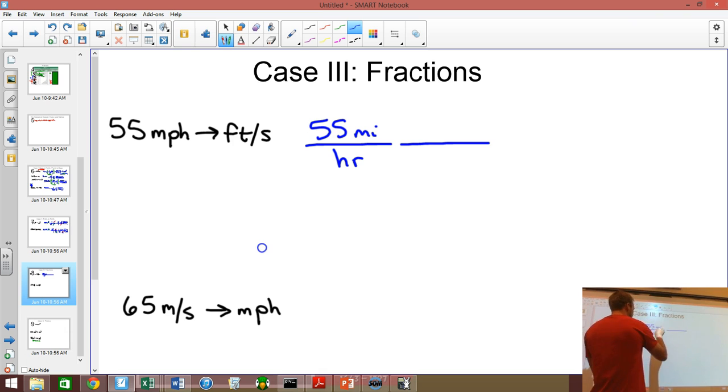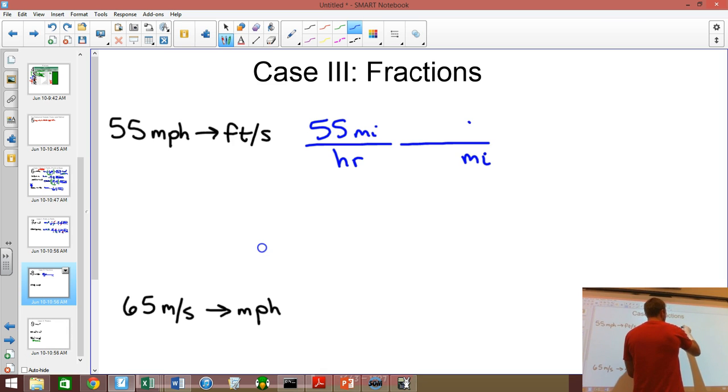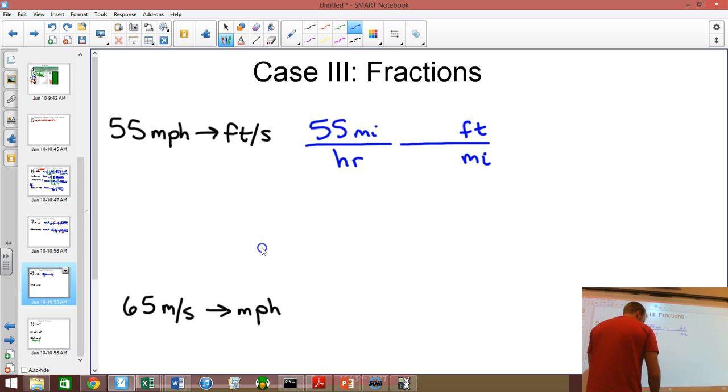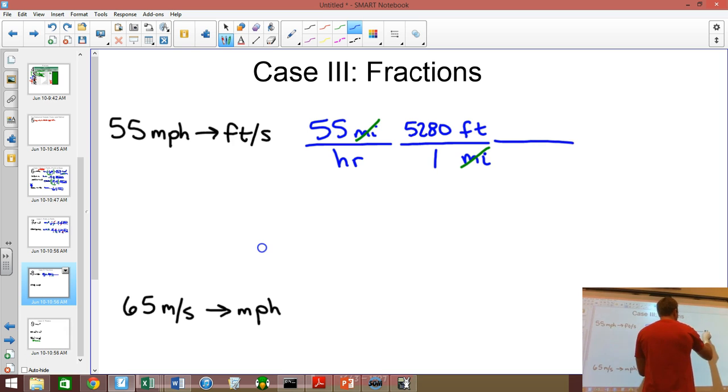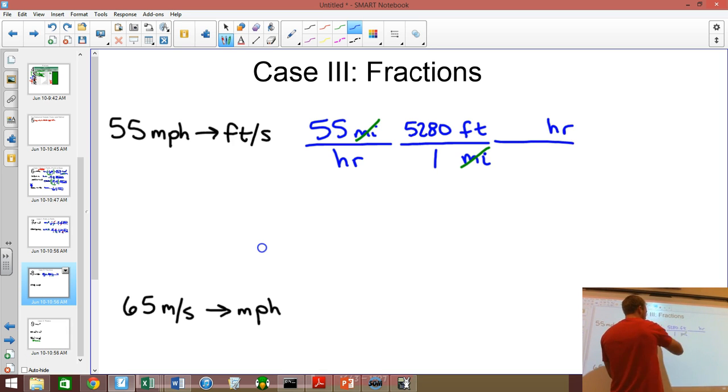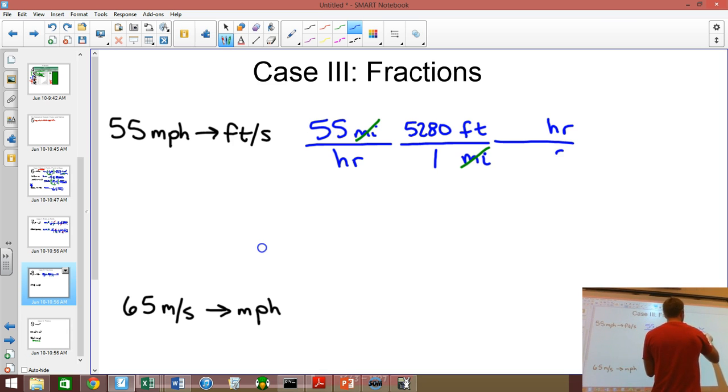Next, I either have to change hours into seconds or miles into feet. You can do either one you want. Let's do miles first. Miles into feet. So in 1 mile, there's 5,280 feet. So there goes my miles. They are canceled. I'm going to do another step and change hours. Notice how the hours are on the top. The top has to match the bottom. Hours on the top, and I'm going to make seconds on the bottom.